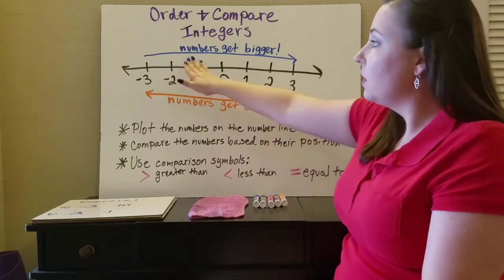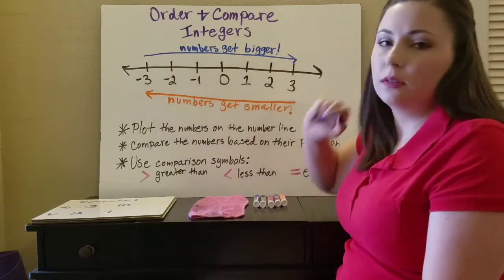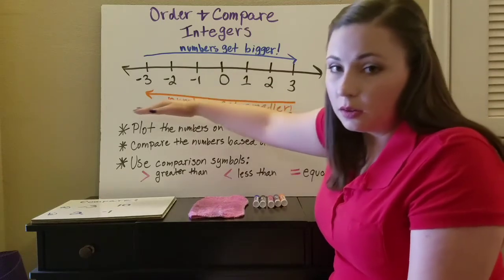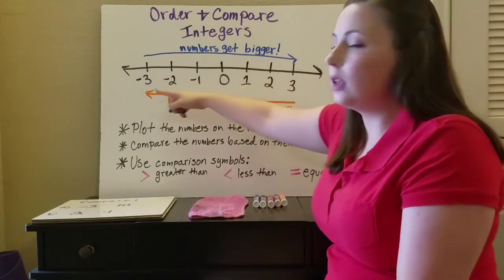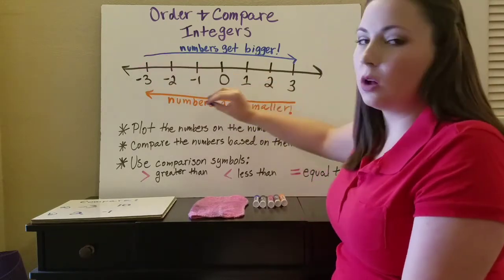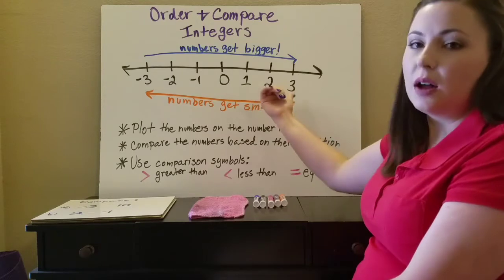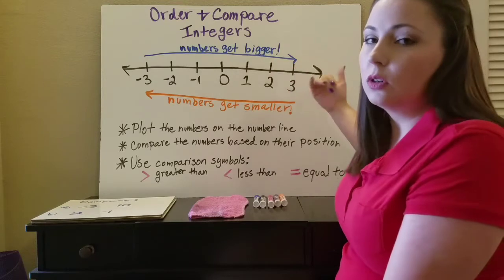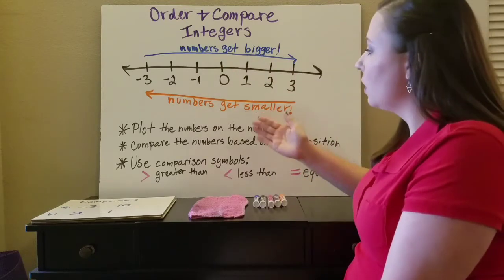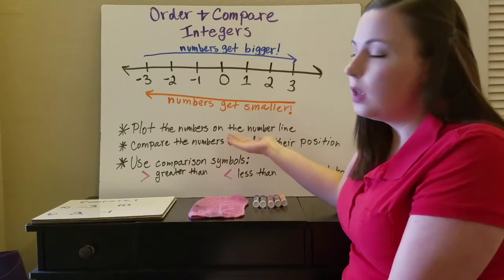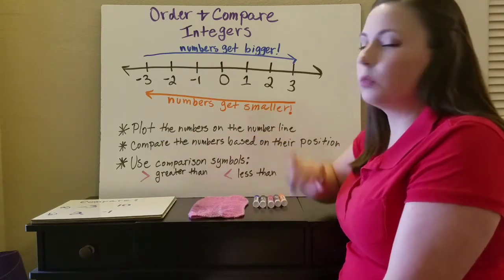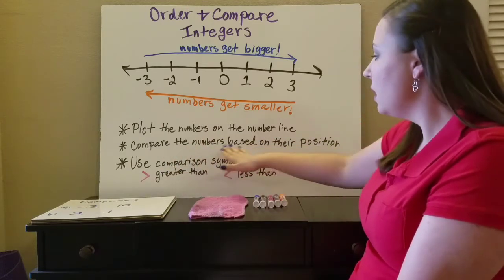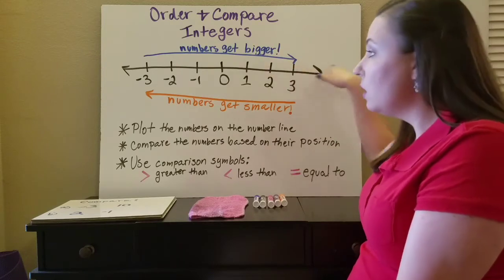So obviously, if we're going to the right and the numbers are getting bigger, that means when we go to the left, the numbers are going to get smaller. Again, the more negative, the bigger the negative, the smaller the number is going to be. And of course, on the positive side of the number line, you're just counting down. So if you're counting down and it's positives, you know your number is going to get smaller anyway. To compare and order, what you need to do is plot the numbers you're given on the number line. Then you're going to compare the numbers based on their position on the number line here.